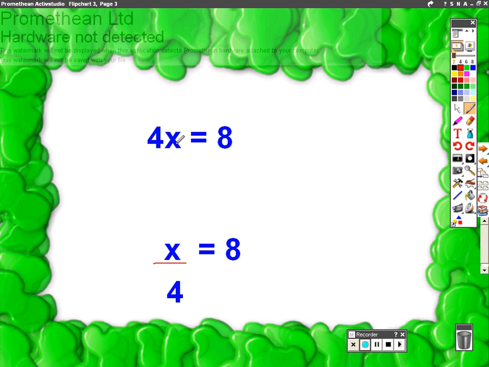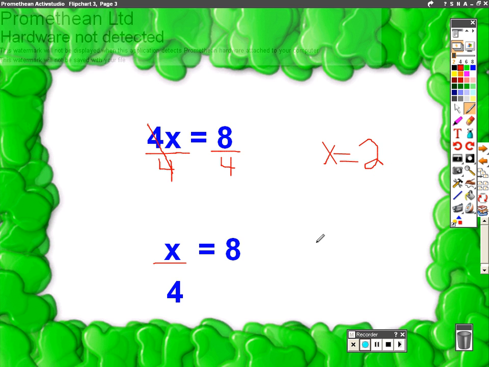4 times a number equals 8. The opposite of multiplying is dividing. So I'm going to divide by 4, and over here I'm going to divide by 4. My 4's cancel. 4 divided by 4 is 1, so 1x, and 8 divided by 4 is 2.